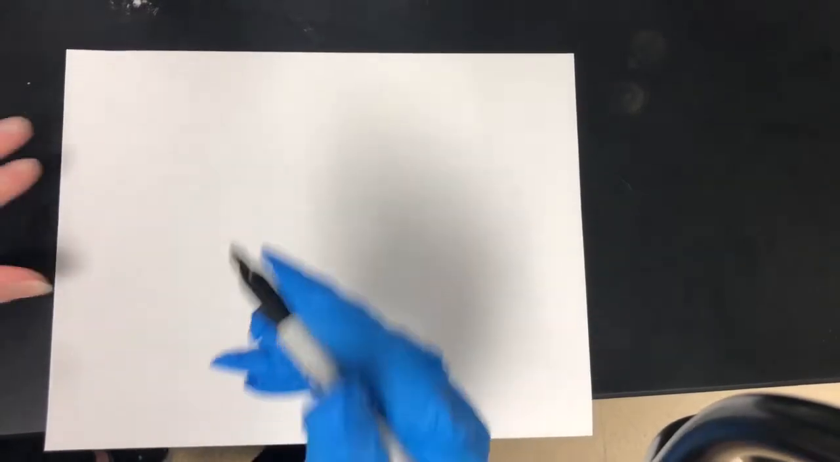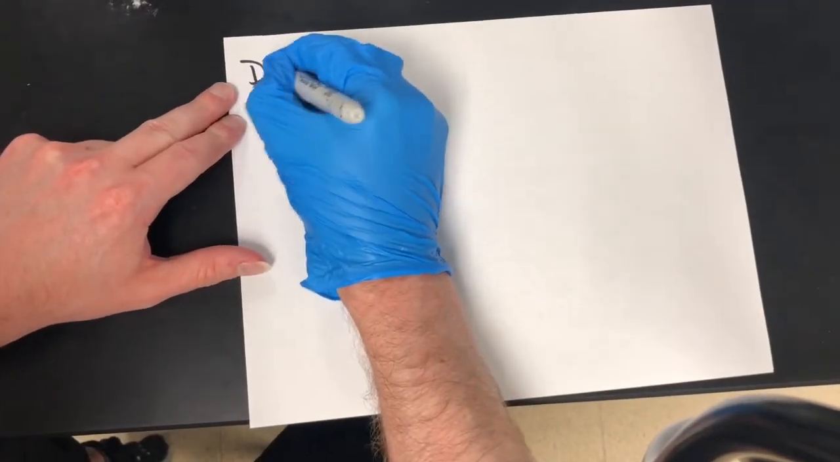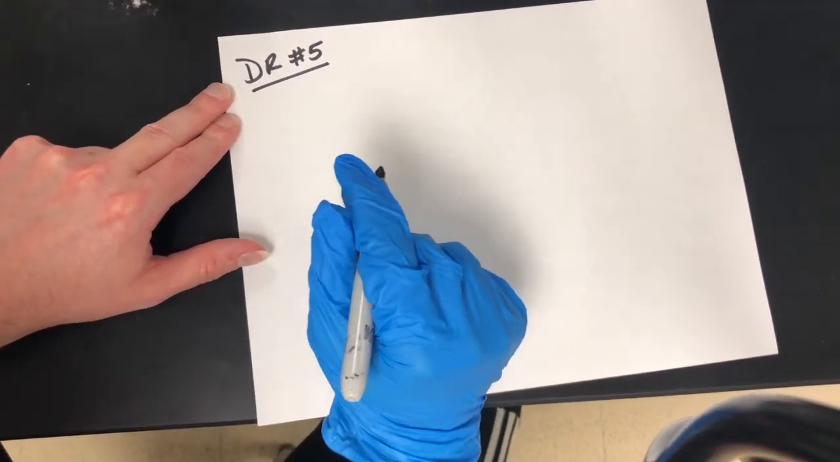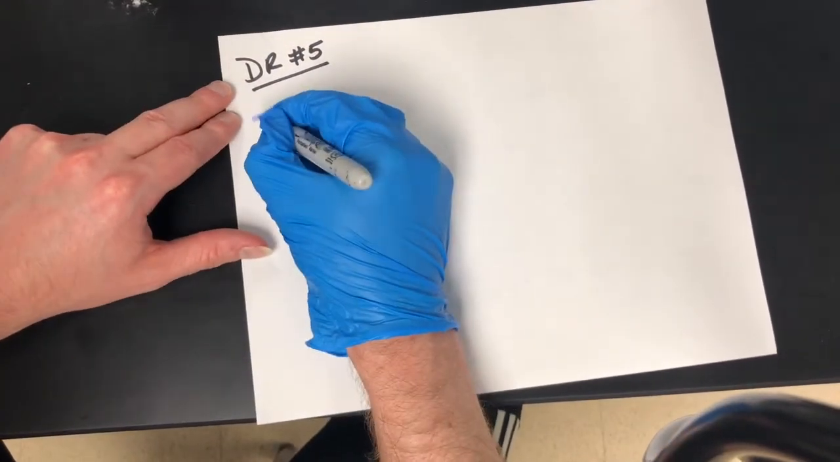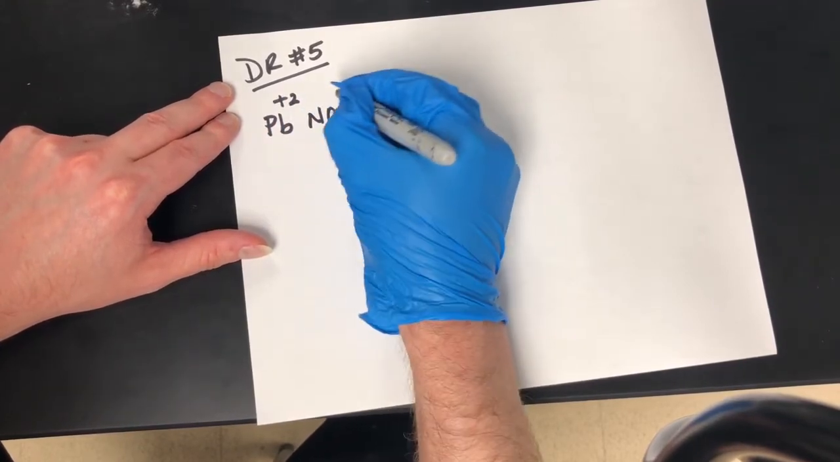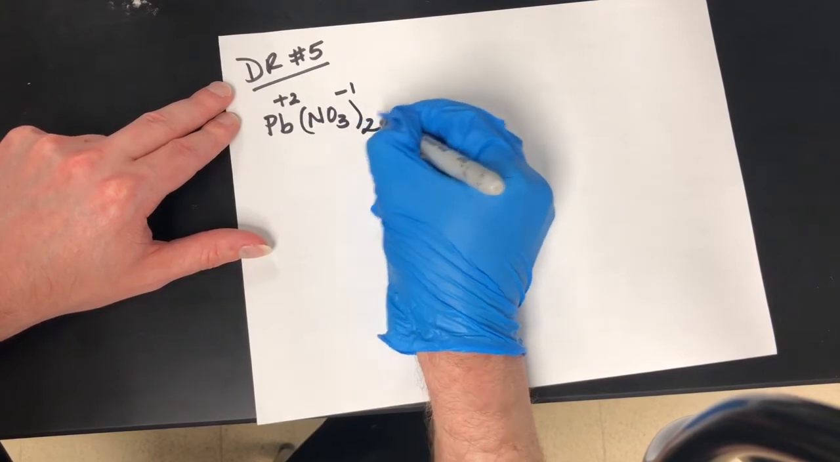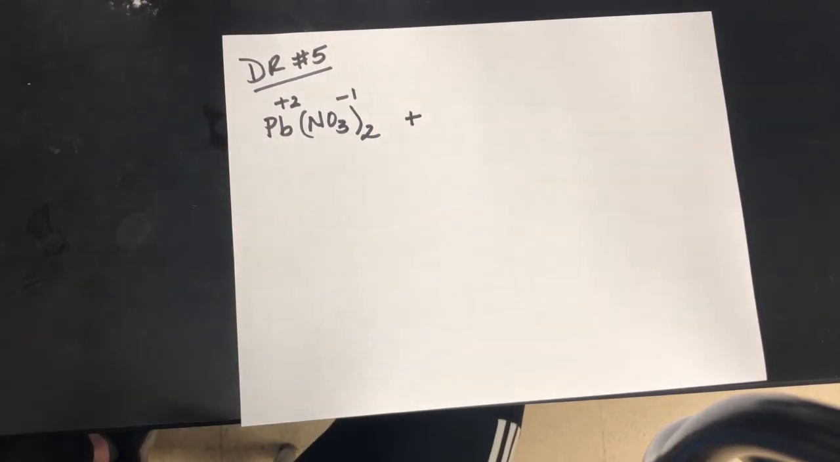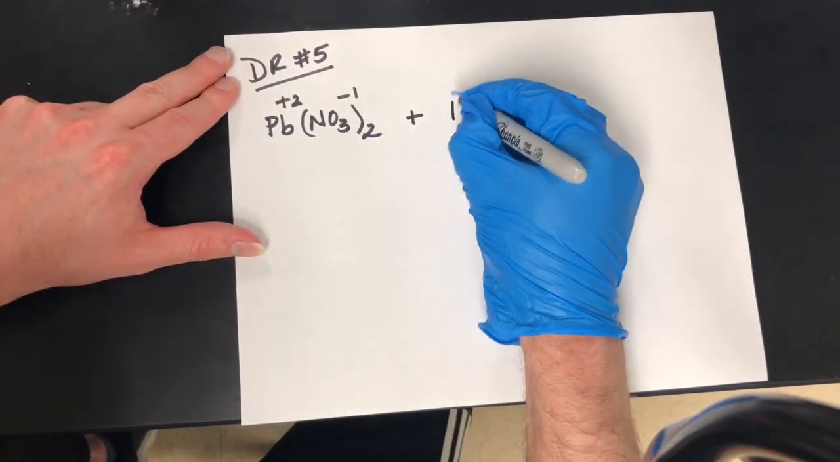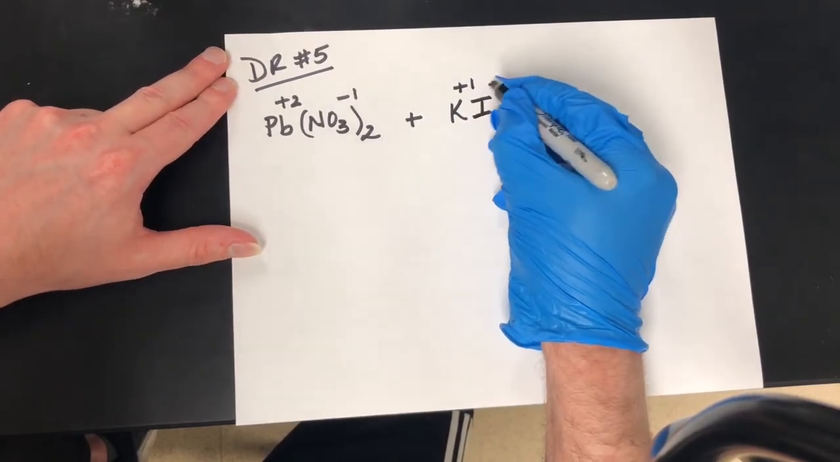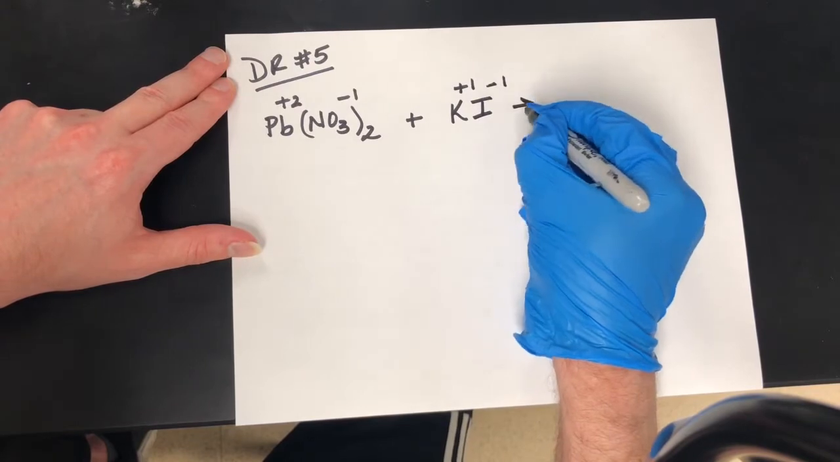Okay, so this is double replacement reaction number 5. Now, number 5, it says mix lead 2 nitrate. So lead is Pb, has a +2 charge. Nitrate's NO3 with a -1 charge. We crisscross, it looks like that. Okay, and we're going to mix it with potassium iodide. Okay, so potassium is K, the +1 charge, iodide is -1 charge. No need to crisscross because they're equal and opposite.